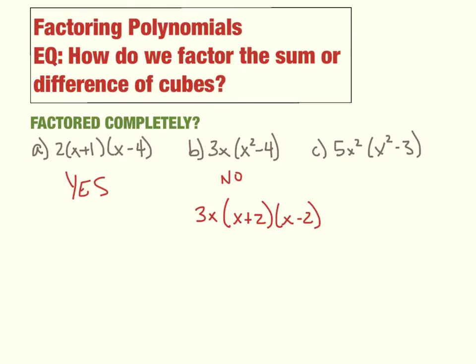And then in the last example, 5x squared times x squared minus 3. 3 is not a perfect square, so we can't factor that anymore. So yes, this is completely factored.